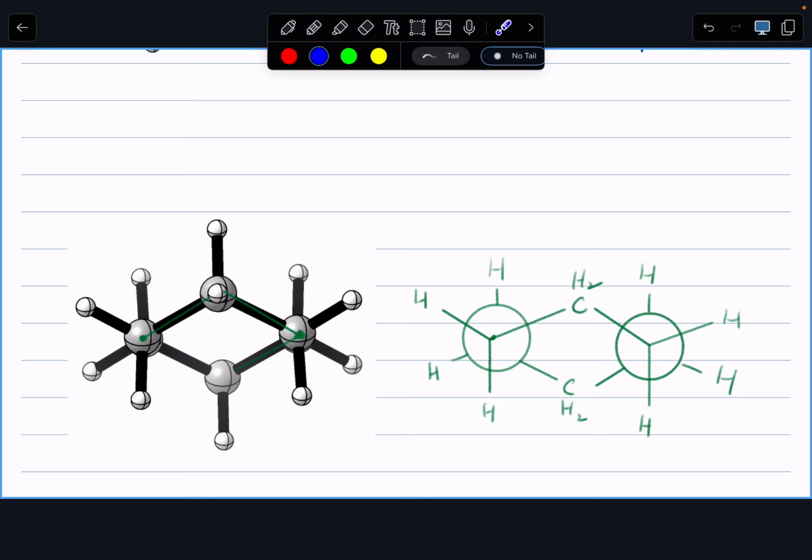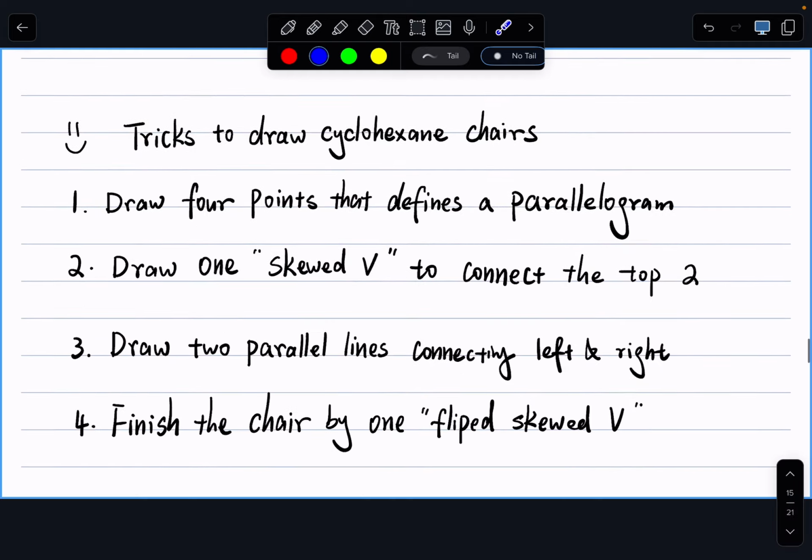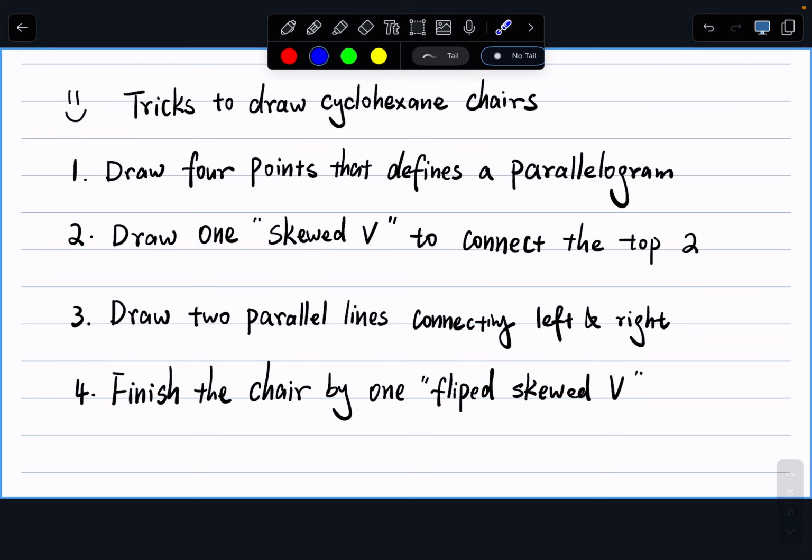All right. So please take out a piece of paper and let's practice drawing these chair conformations together. It looks nontrivial to draw a pretty one, but as long as you draw it correctly, I don't care how ugly it is. So here are the tricks. Let's just follow it, right?